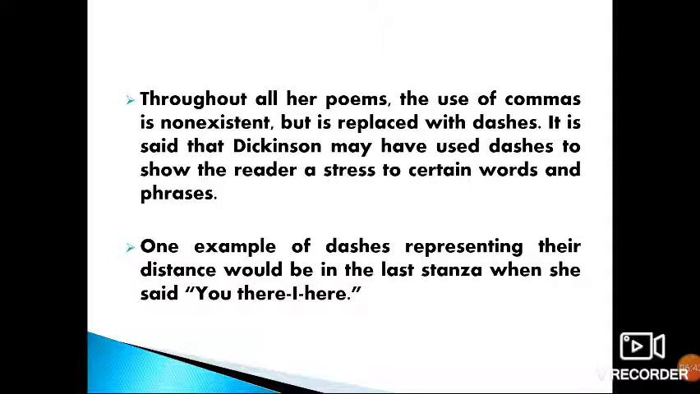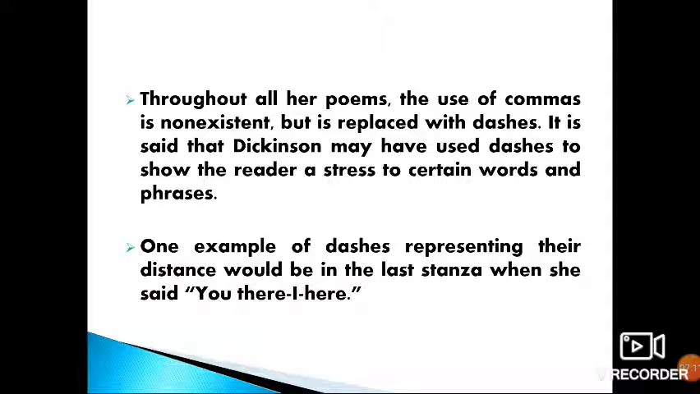Furthermore, we see that throughout all the poems, the use of commas is non-existent. We don't find commas, but they are replaced by dashes. It is said that Dickinson may have used dashes to show the reader's stress on certain words and phrases. So, in this poem, the dashes could represent the distance between herself and her lover or the loved one.